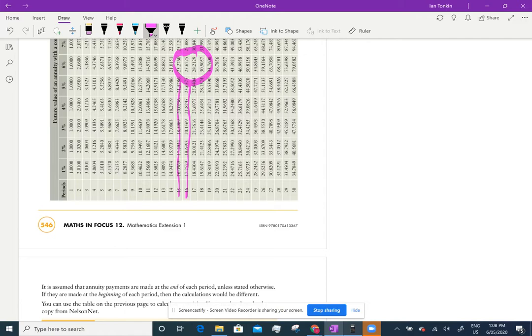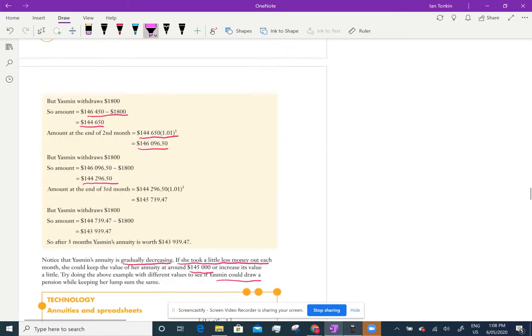Am I looking at this the wrong way? 6%. They've gone 18. Now, why have they said 18? Have I got the question right? Oh, goodness me.